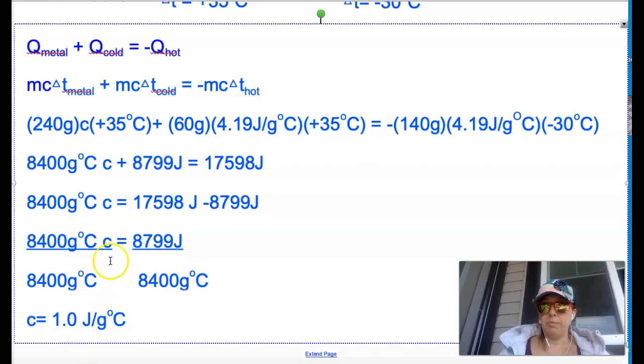So this is kind of the different types of questions you're going to see. You're going to see some that are really just Q equals MC delta T, plug it in, get an answer. You're going to see some that are 2 systems, right? So something absorbing and something releasing. And then you're going to see some like this one where there is 3 systems, right? We have the metal, the cold water, and the hot water. And we really have to look at that information to analyze how we're going to create that equation, okay?